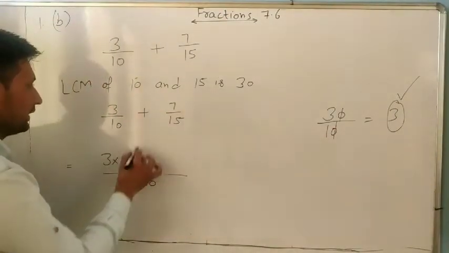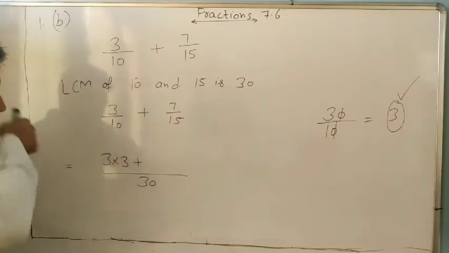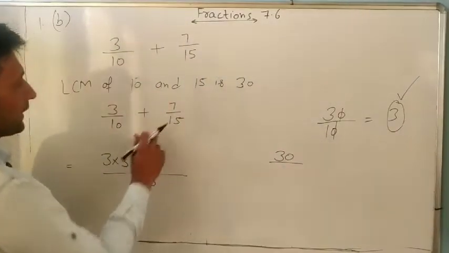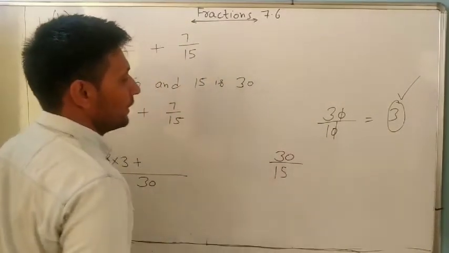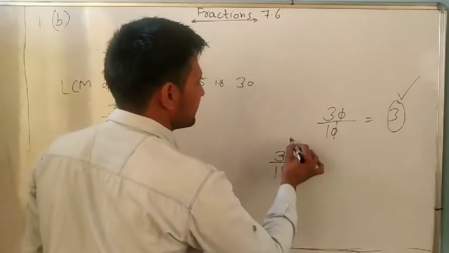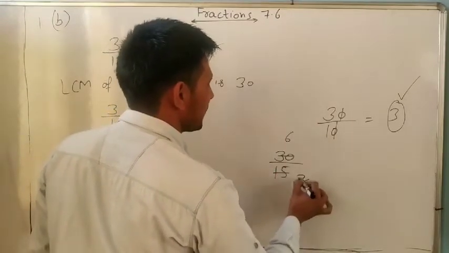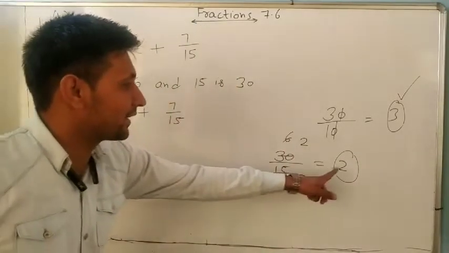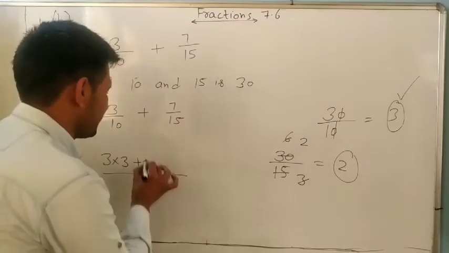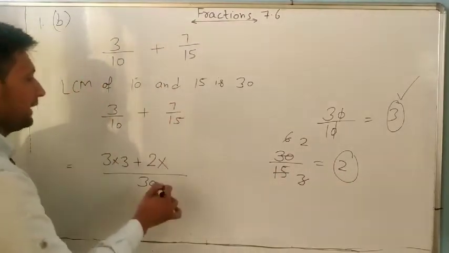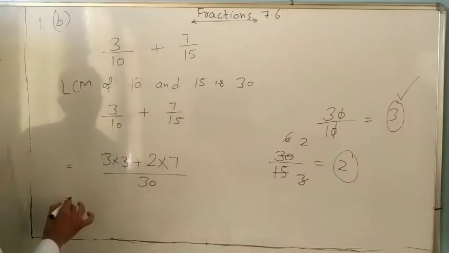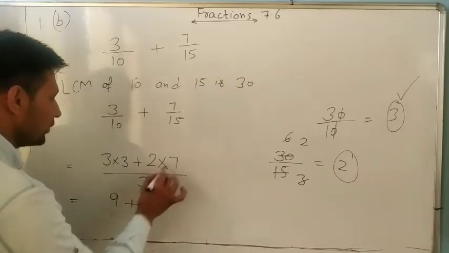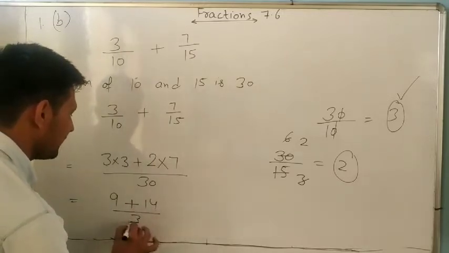What is the numerator? 3. Now plus, again LCM 30 divided by the denominator. What is the denominator? 15. So we cut: 5 6s are 30, 5 3s are 15, so the answer is 2. It is always multiplied by the numerator 7. So next step: 3 into 3 is 9, plus 2 into 7 is 14, divided by 30.